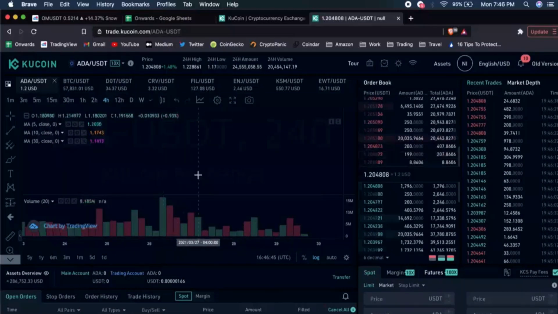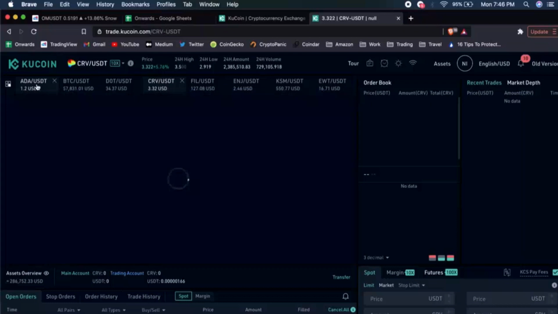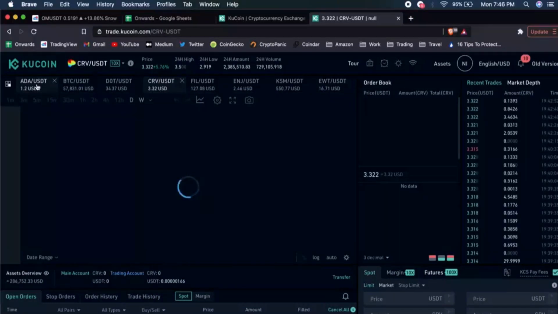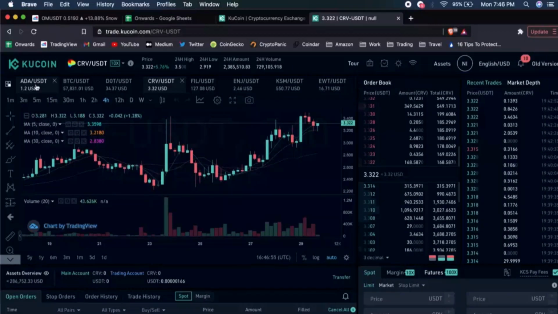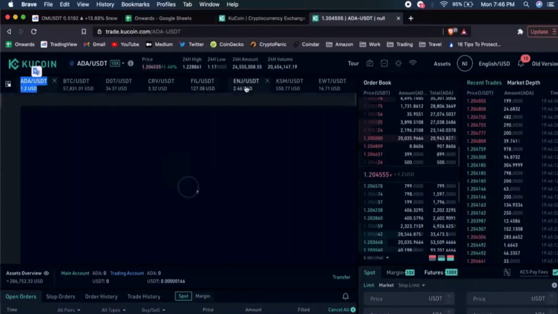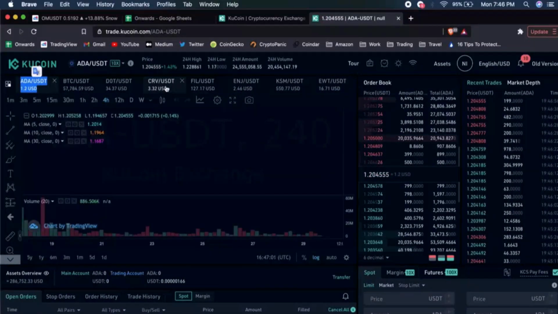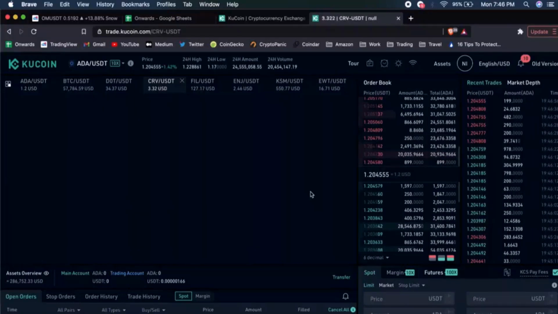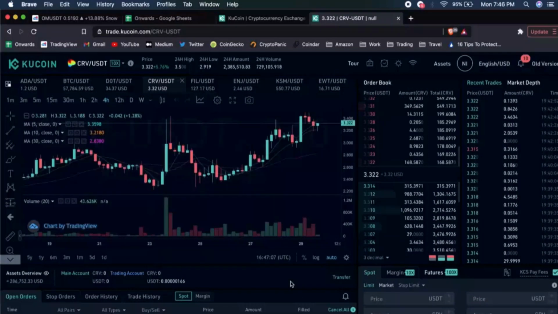So let's close this. We're looking at ADA USDT. Not sure why the chart doesn't show up sometimes. This is a little KuCoin bug. It's been happening very, very recently. There you go. So we're looking at a curve here, right?